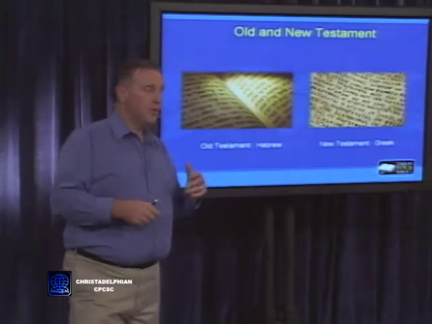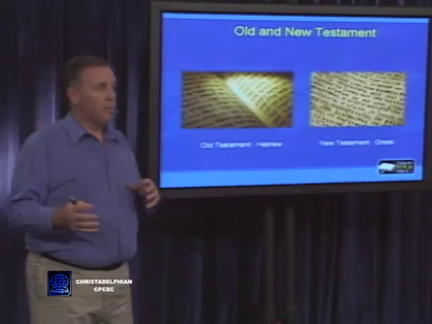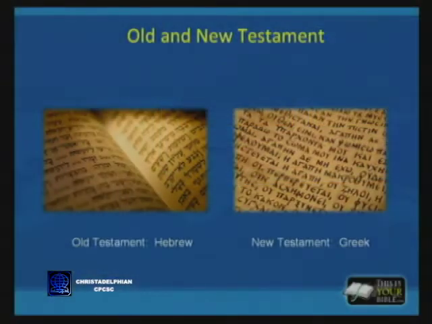You remember that there's two sections to the Bible. There's the Old Testament and the New Testament. The Old Testament, the first 39 books of the Bible, come to us in Hebrew. The New Testament, the next 27 books of the Bible, are written in Greek.